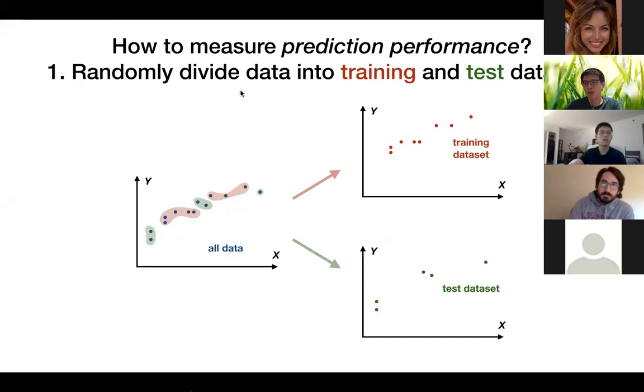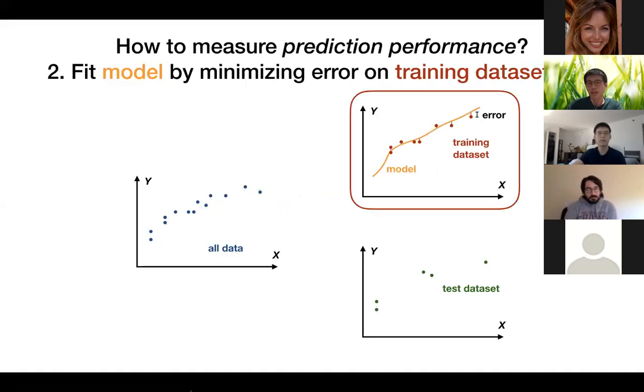We talk about prediction, and now how do we measure predictive performance? The way it is done in modern data science and machine learning is that first we divide the data into a training data set and a test data set. For example, you have all this data set, and you just randomly assign it into training data and test data. Usually the test data would be about 10 to 15% of the original data set, and most of the data we use for training. After you have divided the data, we fit a model by minimizing error on the training data set only. So we treat this as if we don't have any test data set at all.